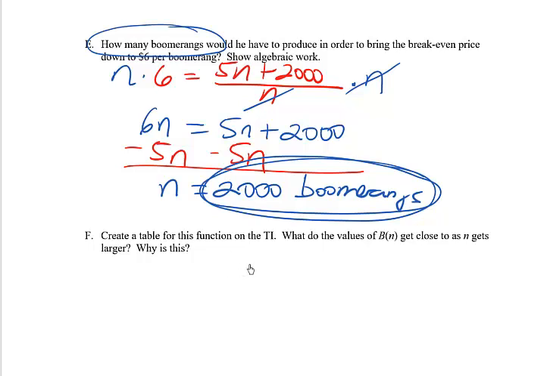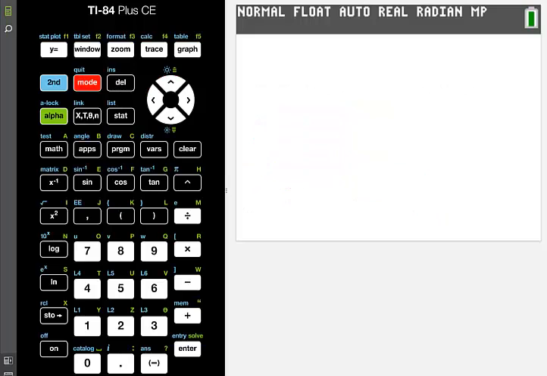Letter F addresses the question, well, how low can we get that break-even price? I mean, can we go even lower than $6? I guess we'll have to make even more boomerangs. And so we're being directed here to put our B of n function into the calculator and see what happens to it as the n gets large. In other words, as I make more and more boomerangs.